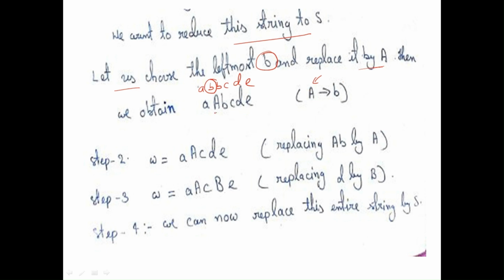Now in the same manner, this AB, we have the production rule A is rewritten as AB. So this AB has been replaced by A, getting A, C, D, E. Again, this D is replaced by B, as we have this production: B is rewritten as D. So A, C, B, E.